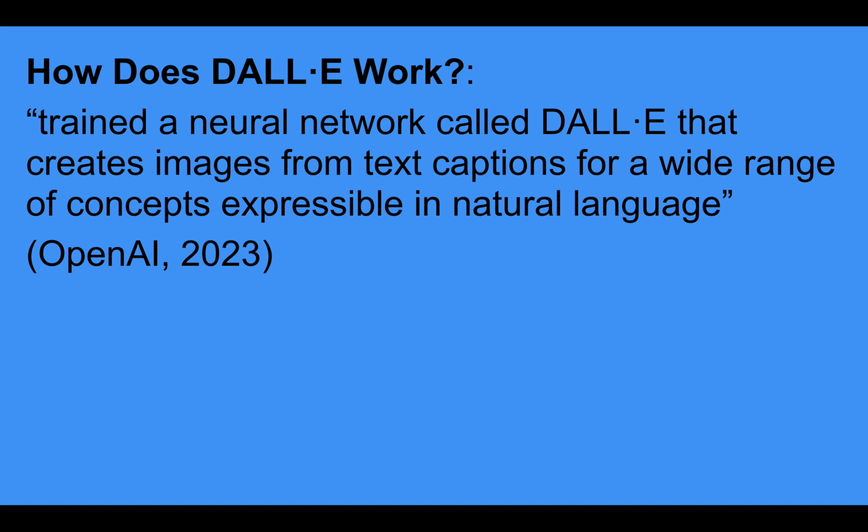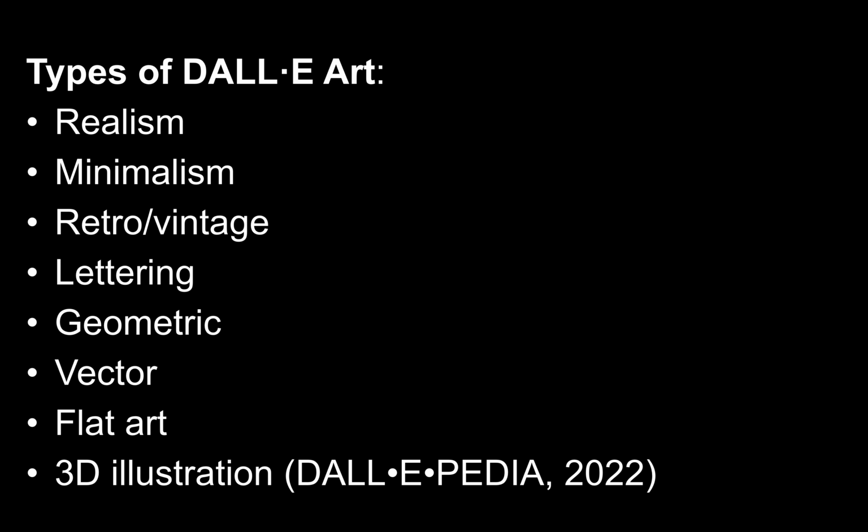How does Dall-E work? From the OpenAI site, it's trained a neural network called Dall-E that creates images from text captions for a wide range of concepts expressible in natural language. So again, it's a neural network. It creates images based on text. It can make a broad variety of art. Here's just a selection: realism, minimalism, retro vintage, lettering, geometric, vector, flat art, or 3D illustration. So, just a ton of different types of art that Dall-E can create.